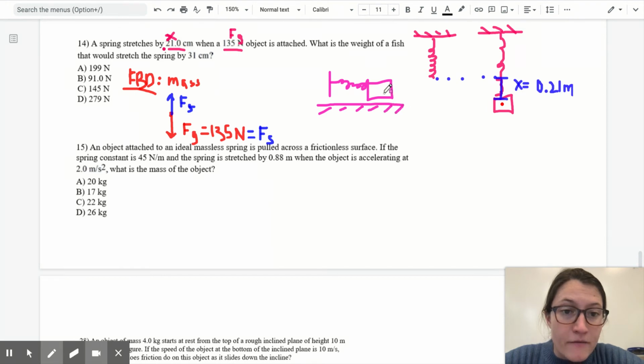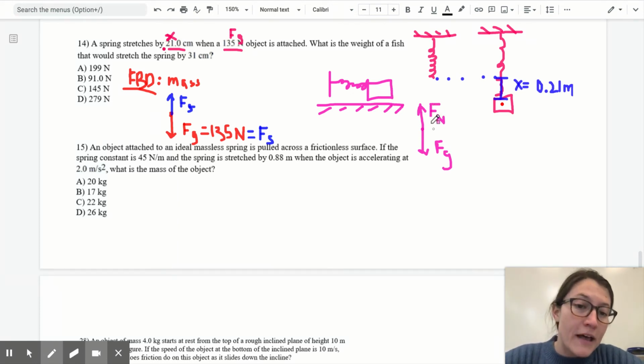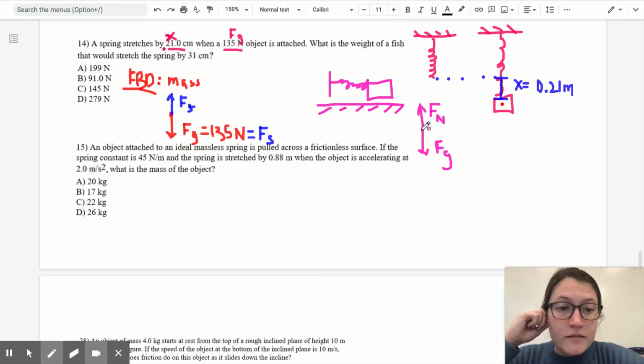A free body diagram of this object, we'd have the force of gravity straight down. We'd have the normal force balancing out the force of gravity. So the table or the surface below would balance out the weight, not the spring force. The spring force, if we were stretched a distance x from equilibrium in the positive direction, our spring force would be pointing in the negative direction, opposite to the stretch.